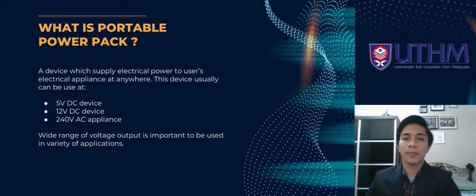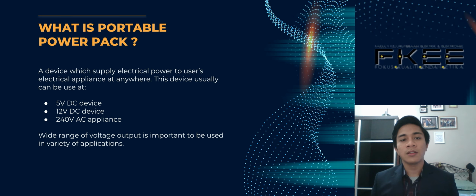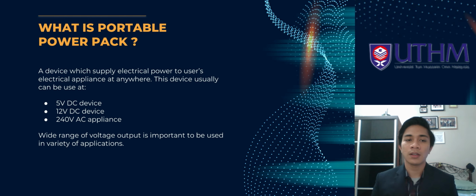So what is a portable power pack? A portable power pack is a device which supplies electrical power to users' electrical appliances anywhere. This device usually has a variety of voltages such as 5V DC, 12V DC, and 240V AC. The wide range of voltage output is important to be used in a variety of applications.